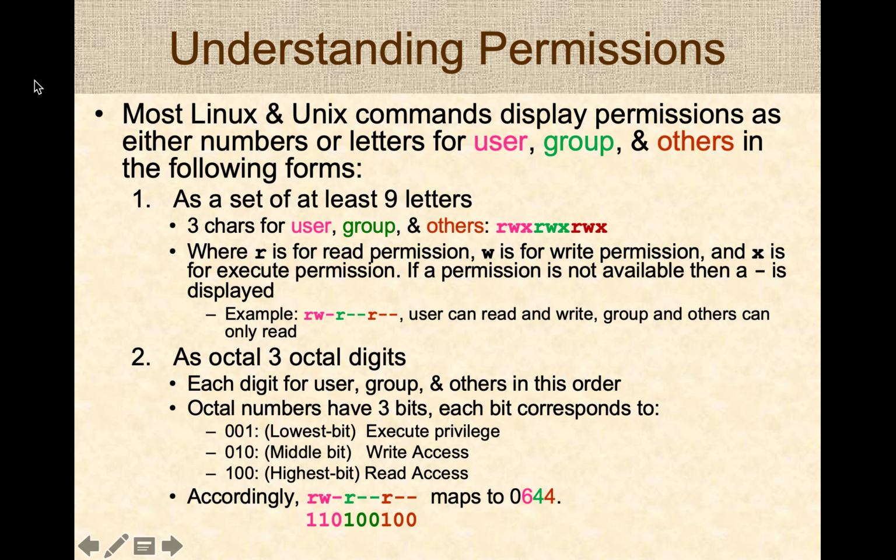So for example, if you had these permissions RW dash, R dash dash, R dash dash, each time you have a permission, it is encoded as a 1 bit. When a permission is missing, it's encoded as a 0 bit. So here you see the sequence of binary digits 110, 100, 100, which then maps to the octal digits 644.